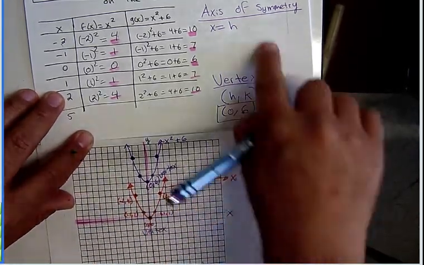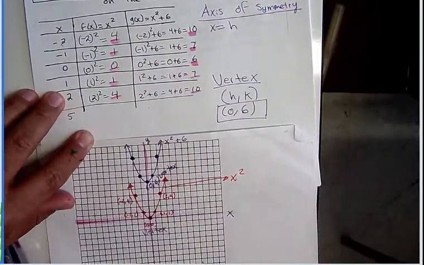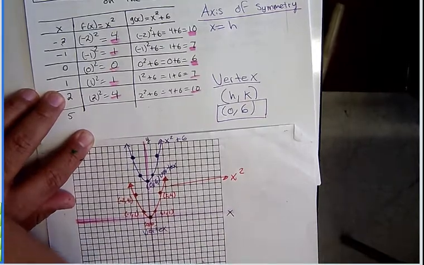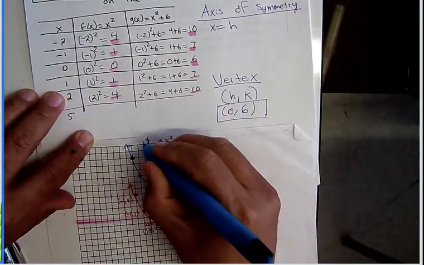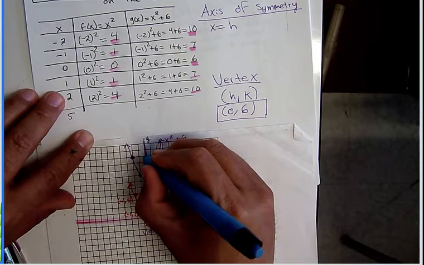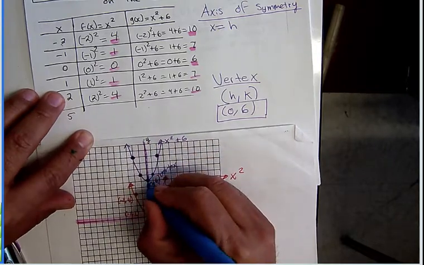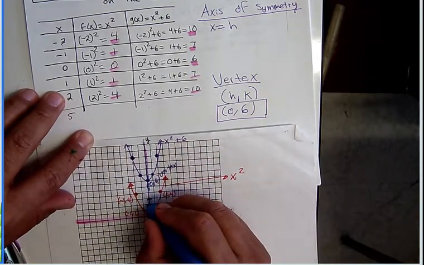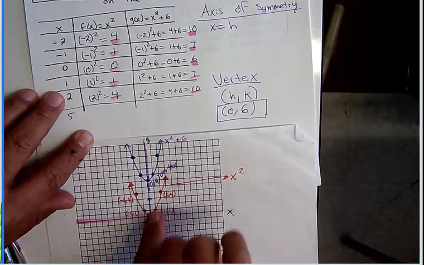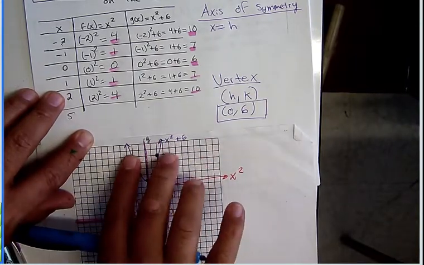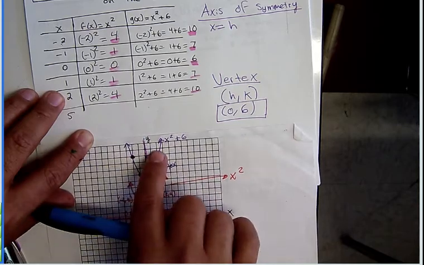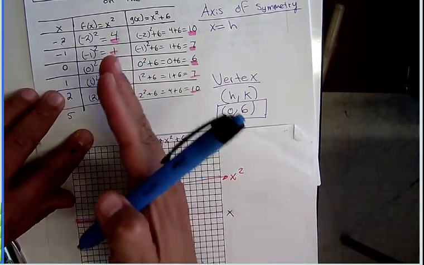The axis of symmetry is the imaginary line that cuts the graph in half. It would be the same for both. If you notice, this line cuts the graph into 2 parts and they're equal to each other. This side is equal to this side. And that imaginary line is cutting it in half.